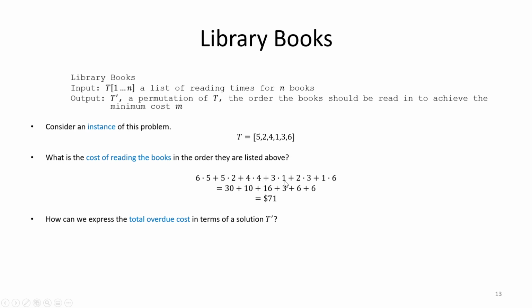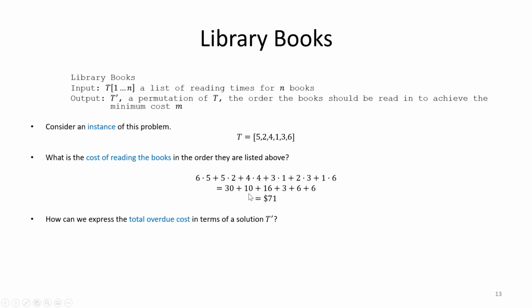So I've kind of got this formula here, where for the first 5 days we're going to have 6 books out, so that's how much money that's going to cost us. Then the next book takes 2 days to read, but while we're reading it, there's only 5 books out, and so on. Then 4 books for 4 days, 3 books for 1 day, 2 books for 3 days, and then 1 book for 6 days.